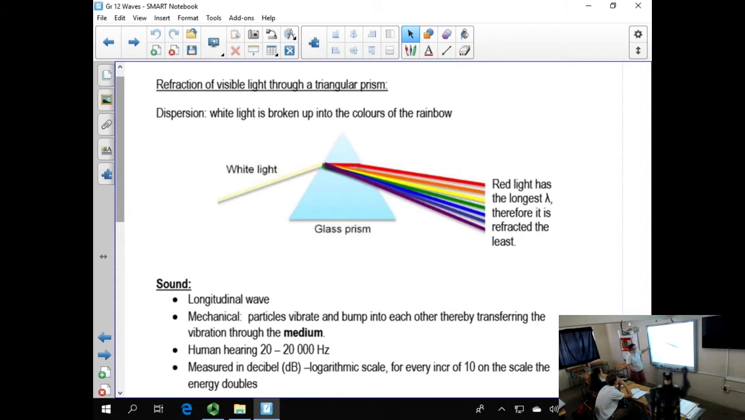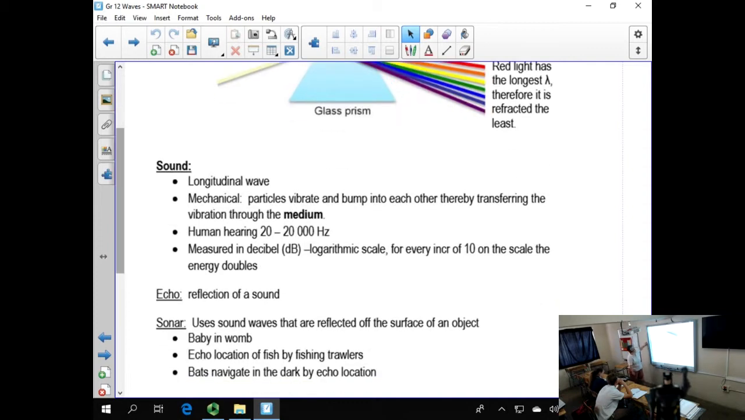Now, in terms of sound, when we start looking at sound waves, everything holds true in terms of reflection, refraction, diffraction, and interference. Okay, sound is a wave. If it is a wave, it can be reflected, refracted, diffracted, and interfered. So, in this case, all the waves we've looked at up to now were transverse waves. Sound is a longitudinal wave.